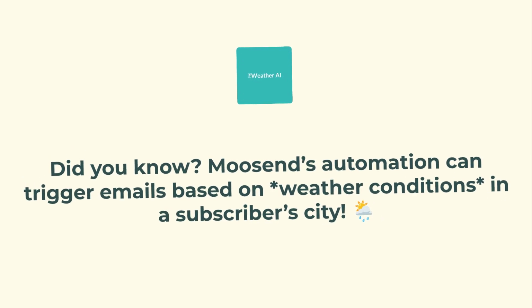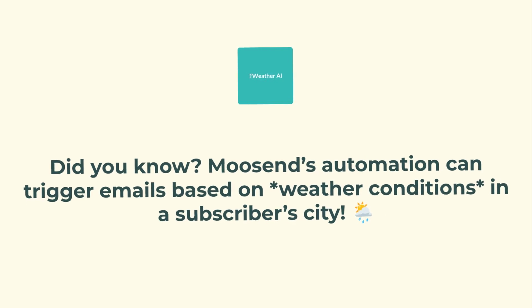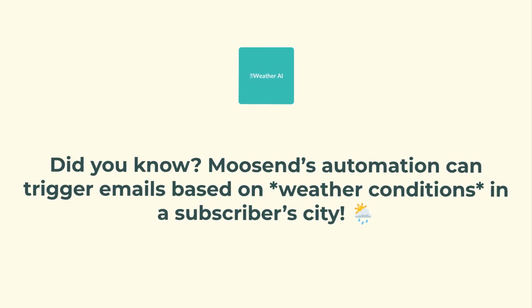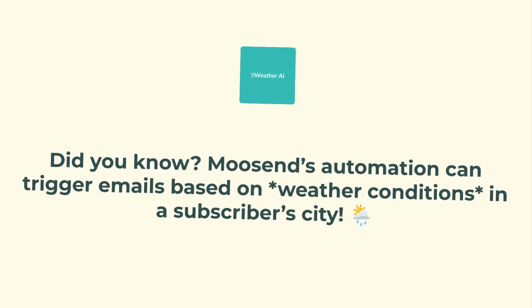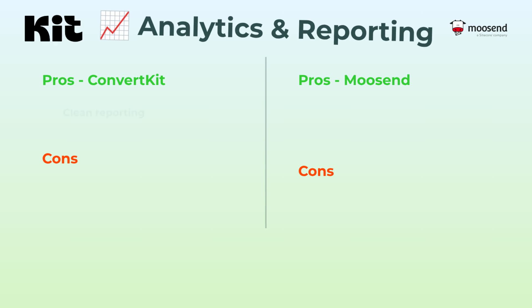Wait, hold up. A quick fun fact before we wrap up. Did you know Moosend's automation recipes can actually trigger emails based on the weather in someone's city? Like, imagine sending cold weather offers only when it's freezing outside. That's wild! How about analytics and reporting?